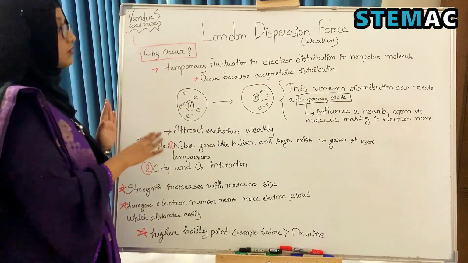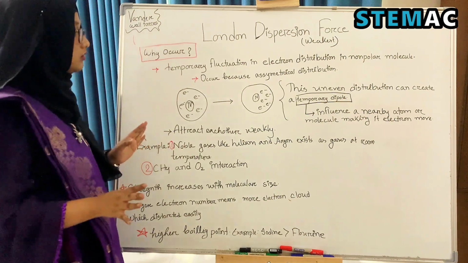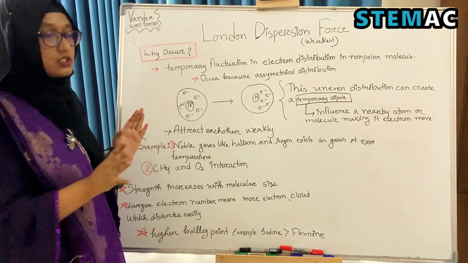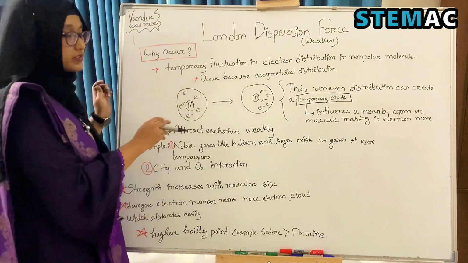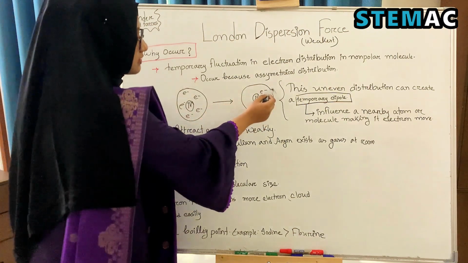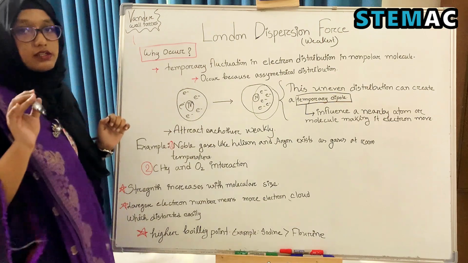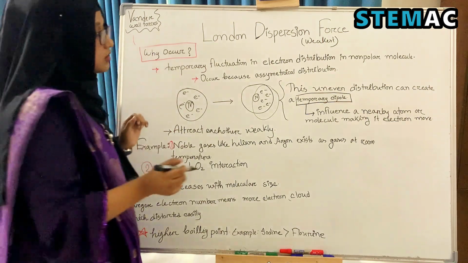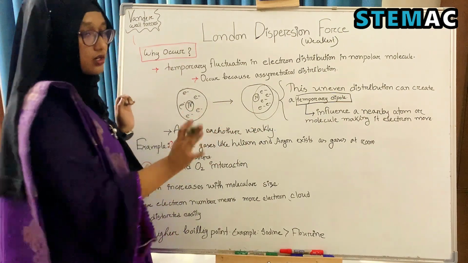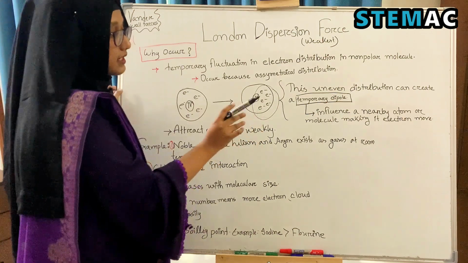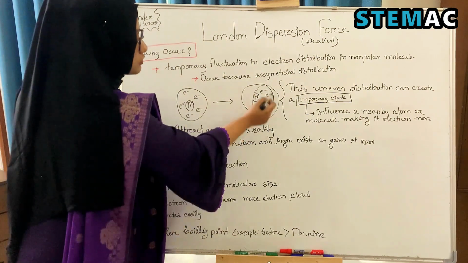It happens because of temporary fluctuation in electron distribution in a non-polar molecule, and occurs because of asymmetrical distribution. Here we can see these electrons are distributed equally, but here you see that these electrons are gathered together in a corner, just like the example I gave about the elevator. So this uneven distribution can create a temporary dipole, and we learned about dipoles earlier. It influences a nearby atom or molecule, making its electrons move.